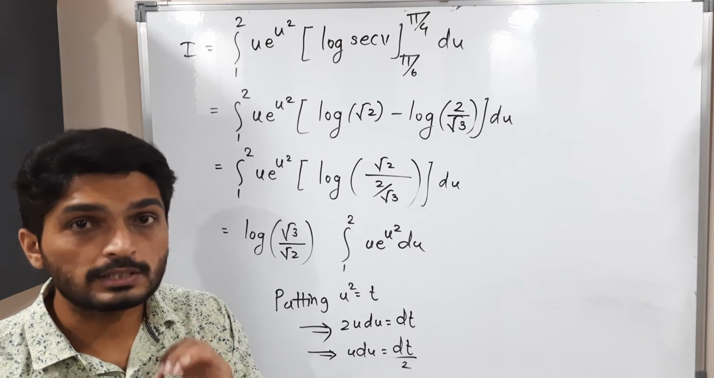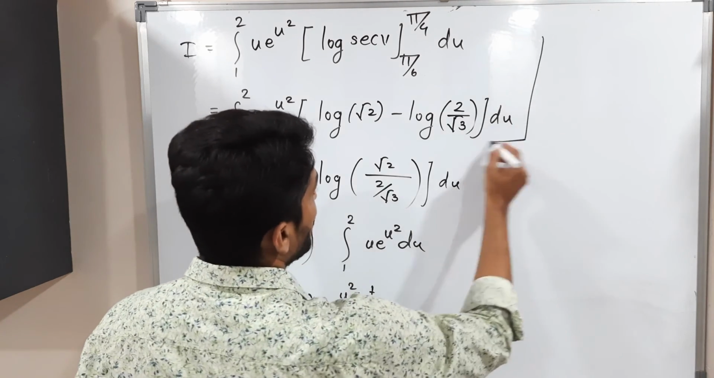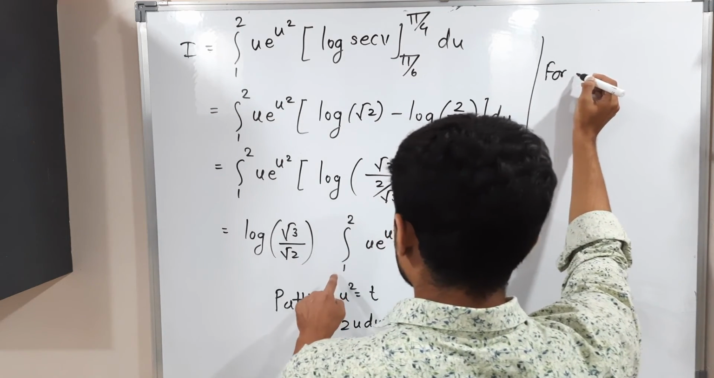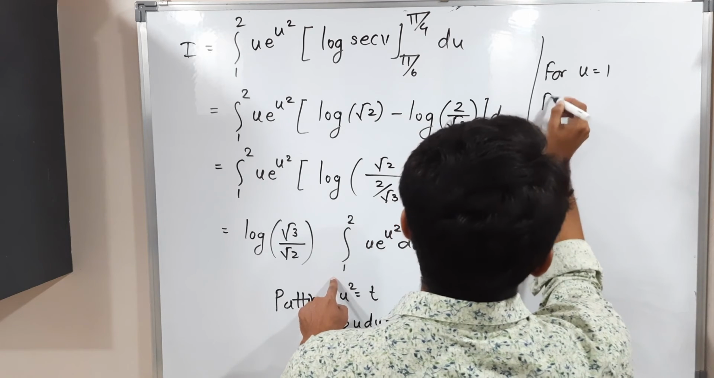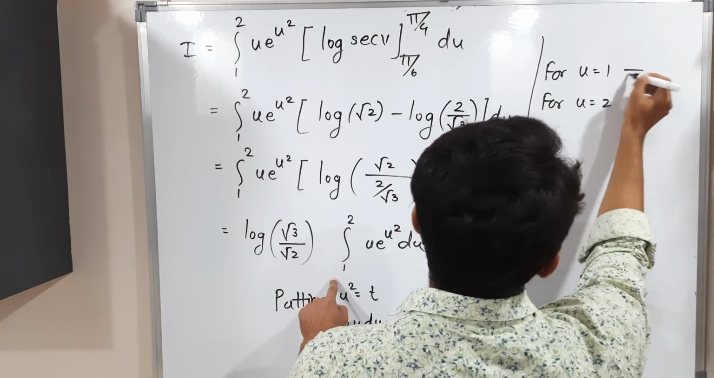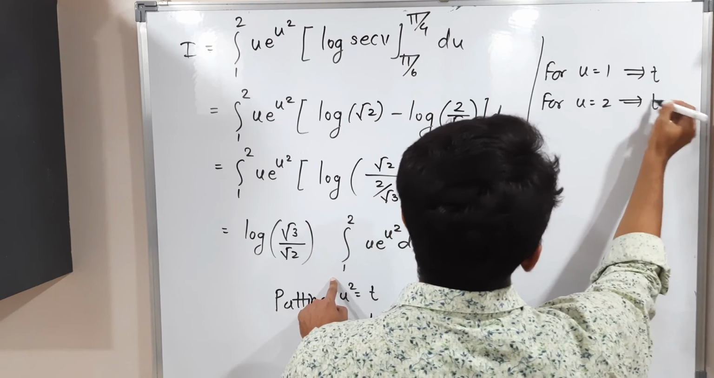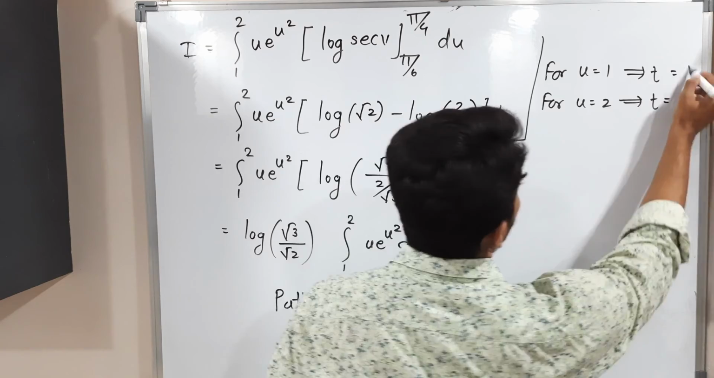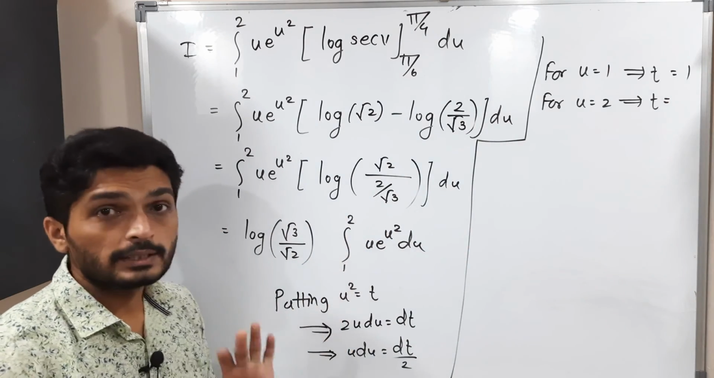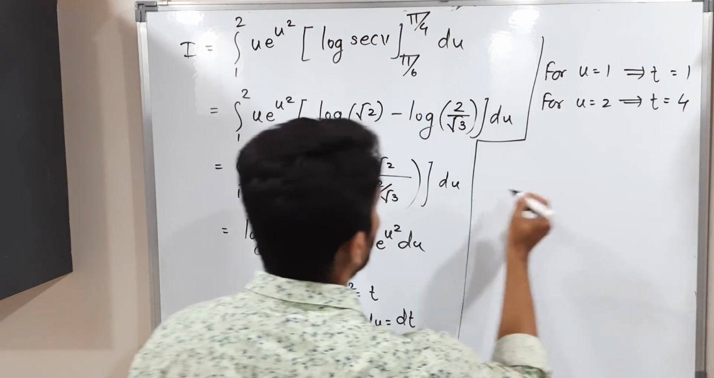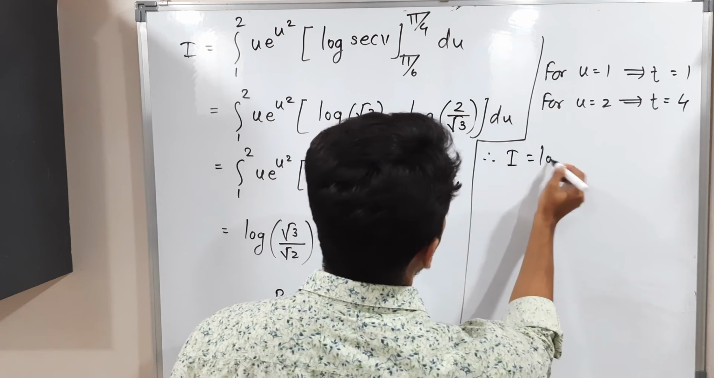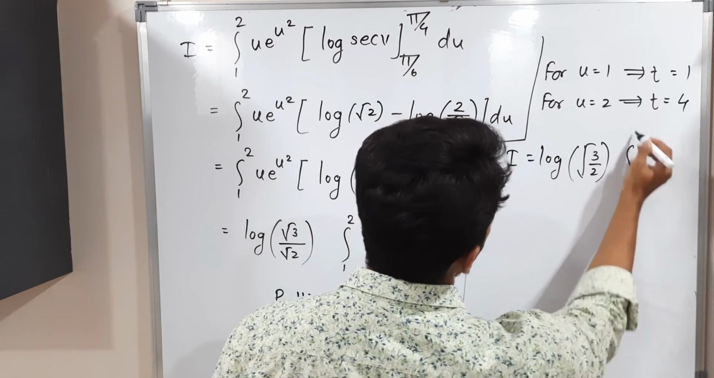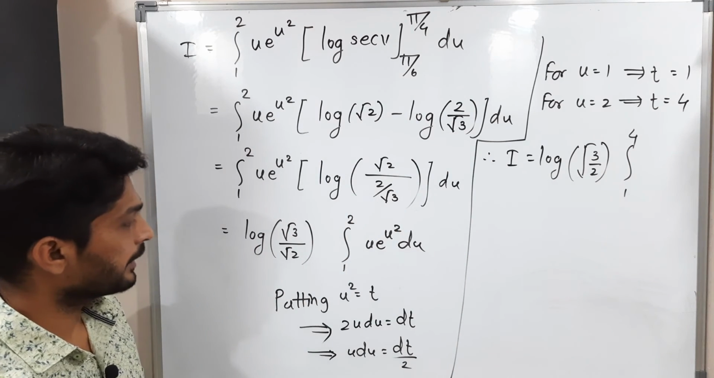Second task is to change limits. Think about limits now. What was the original limit? u is equal to 1 and u is equal to 2. Tell me the new limits of t. If I put u is equal to 1, t is equal to 1. And if I put u is equal to 2, t is equal to 4. So new limits are 1 to 4. So therefore I is equal to log root 3 by 2, limits 1 to 4.